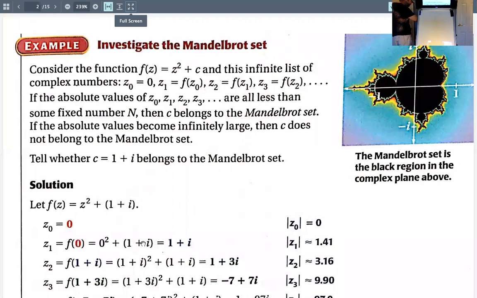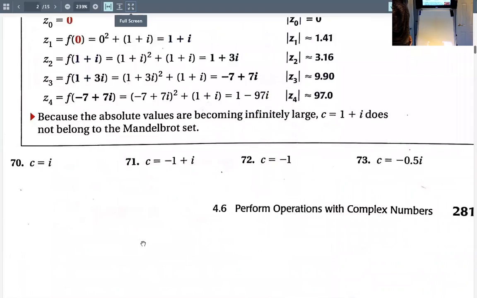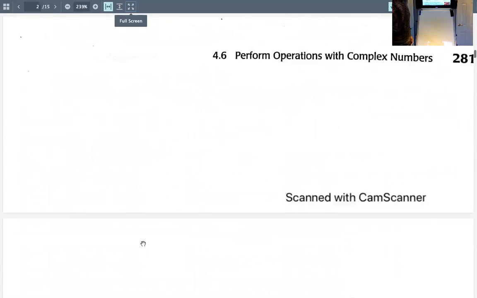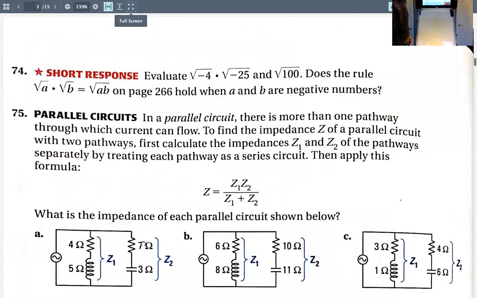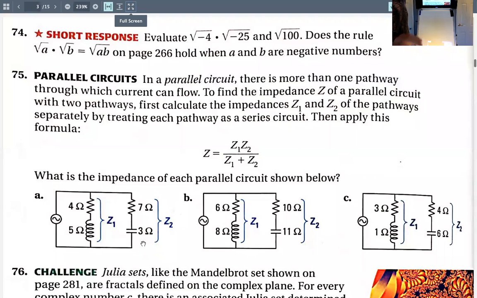Oh, actually, I'm going to bump you guys to the next warm-up. Parallel circuits. Read that. Those are instructions at the top, and then you're just following the formula.